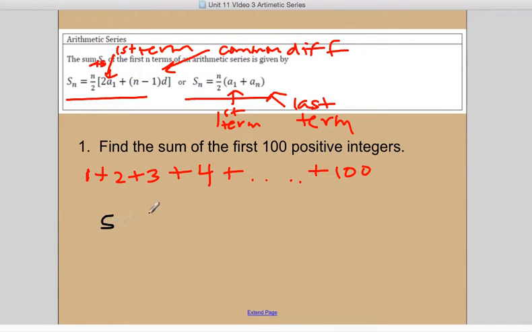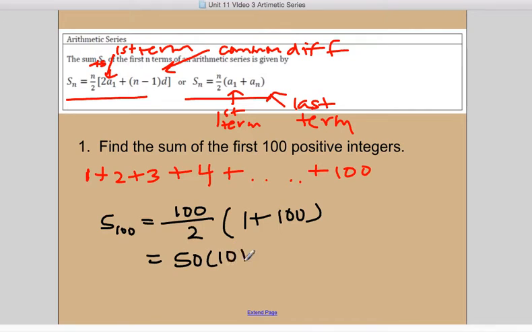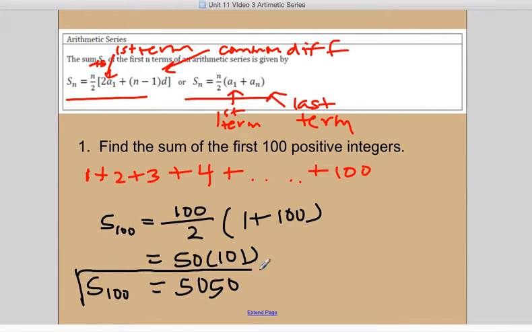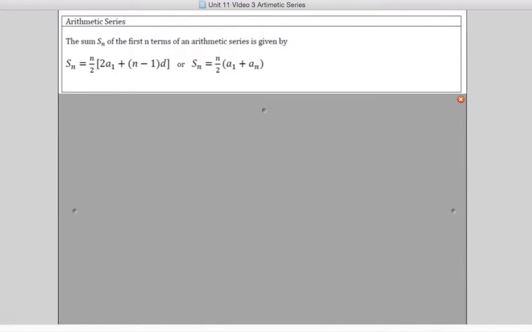We're doing S sub 100, the first 100 integers. So the number of numbers is 100 over 2. Then my first term is 1 plus my last term is 100. So what this tells me is I have 50 times 101. 50 times 101 is 5,050. So if I take those numbers and add them together, the first 100 would add up to 5,050. All right, example 2.